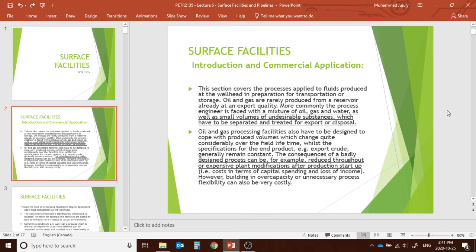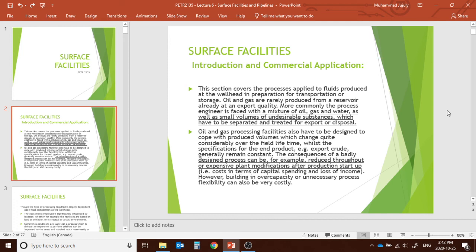So before we send it to the customers, we have to do a preliminary refinement. We have to separate the oil and gas in their pure form, and then send them to our customers, which means sending them to the refineries. Before that we need to do the separations, and in this topic we'll learn about these things. Okay, so the oil and gas processing facilities.